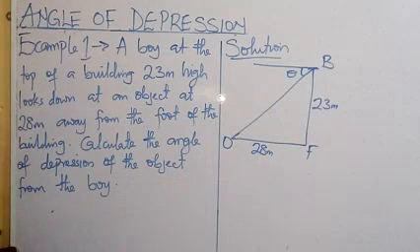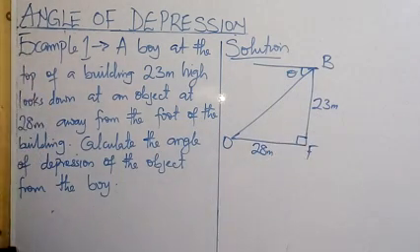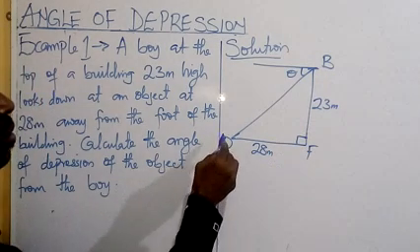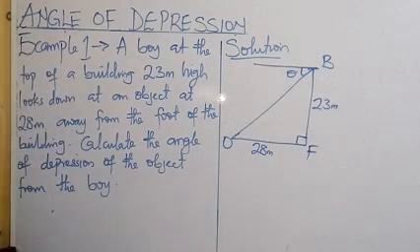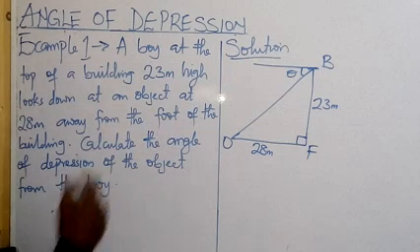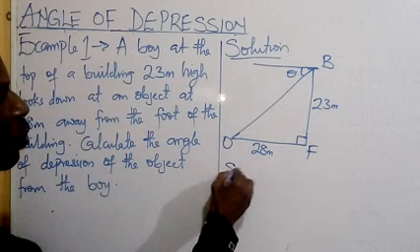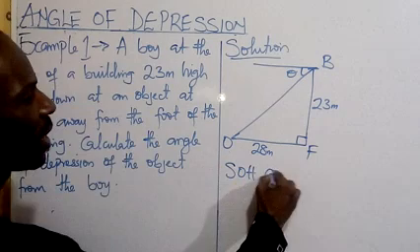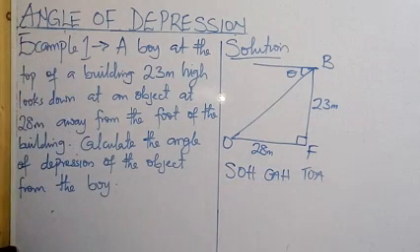Our angle of depression. If you look at the diagram carefully, we have actually formed a right angle triangle, triangle OBF. All right, we form a right angle triangle. So, with a right angle triangle, we can use trigonometric ratio. Don't forget our SOH, CAH, TOA. All right, that's a trig ratio.